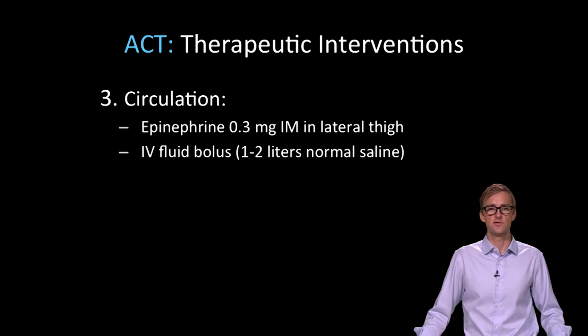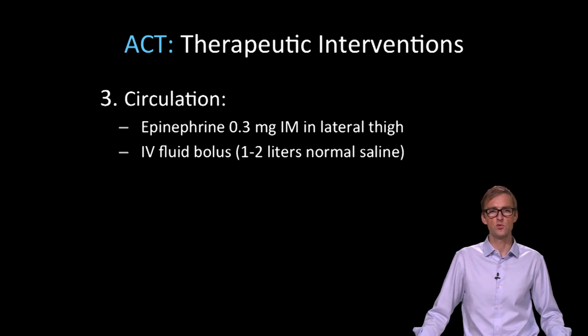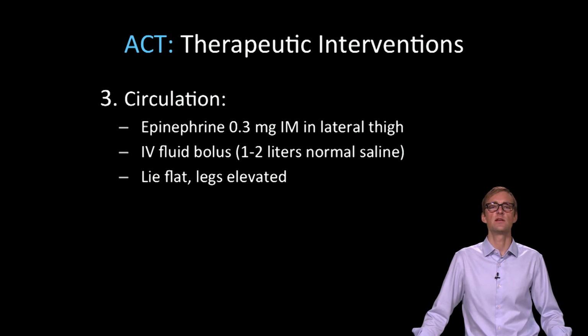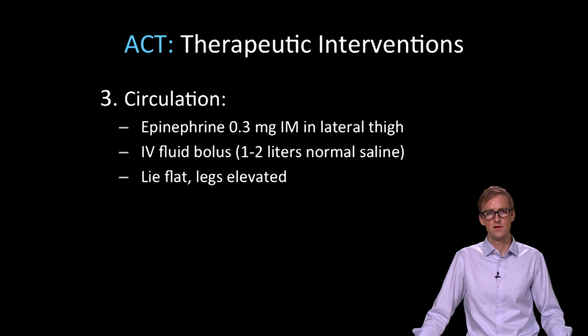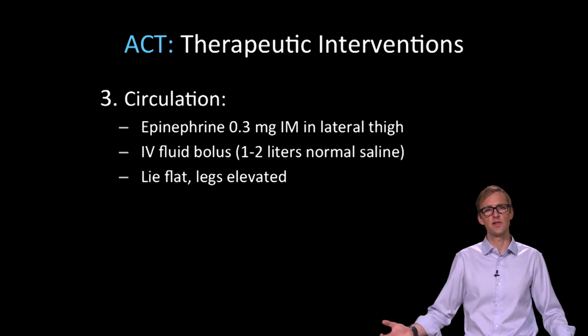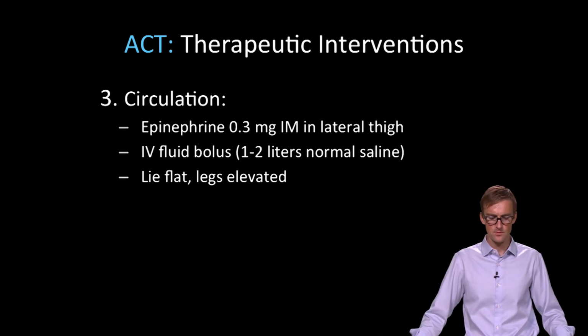The next component of supporting his circulation will be giving a bolus of intravenous fluids. We usually start with 1 to 2 liters rapidly. And lastly, we can help his circulatory function by optimizing his position. We like to lay these patients flat, elevating their legs, which helps bring blood from the lower extremities to the core and the vital organs.